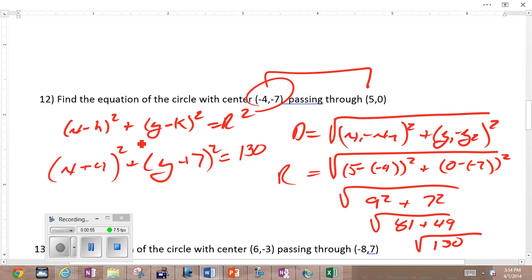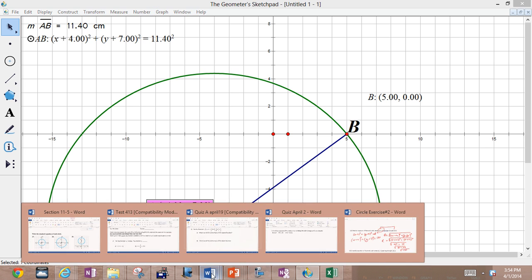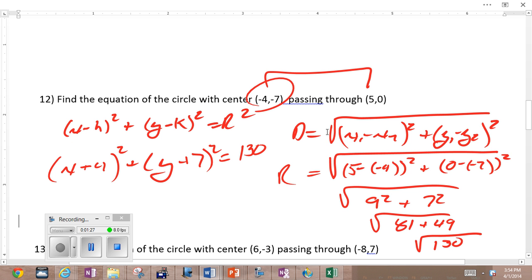Here's our form for the equation of a circle: (x minus h) quantity squared plus (y minus k) squared, where (h, k) is the center, (-4, 7), so I put that down there, is equal to the radius squared. Again, as we showed, the distance between that center and that point on the circle is in fact a radius. So I will simply use my distance formula: distance equals the square root of (x1 minus x2) quantity squared plus (y1 minus y2) quantity squared, with these points.